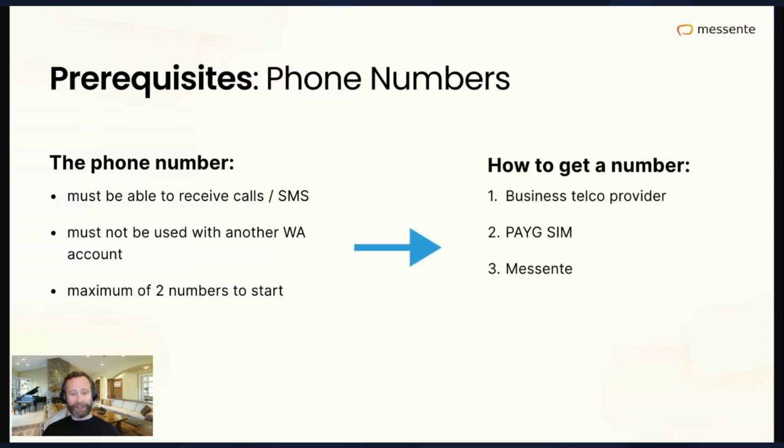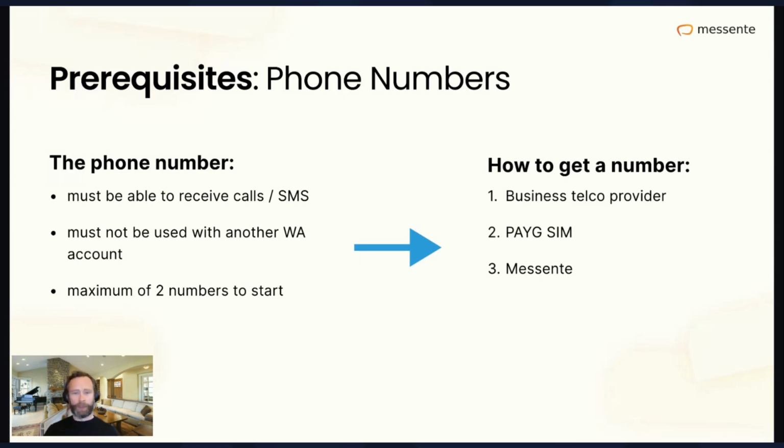In order to get those numbers, probably the easiest method is to talk to your existing business telco provider. So whoever provides business phones, devices and SIMs for you, see if you can just get another one added there. You'll have all the billing in one place. You know that number will stay live, and you know that's probably easy for most businesses.